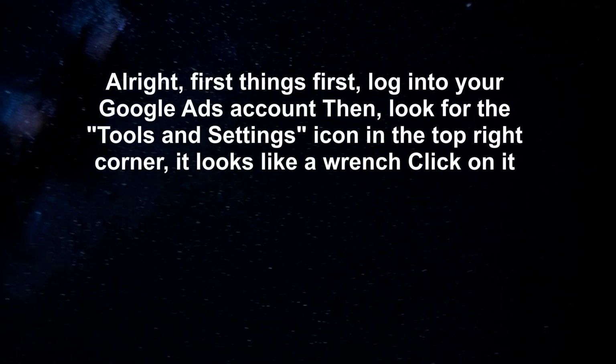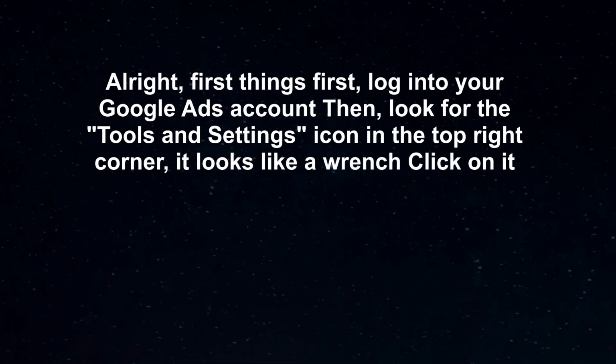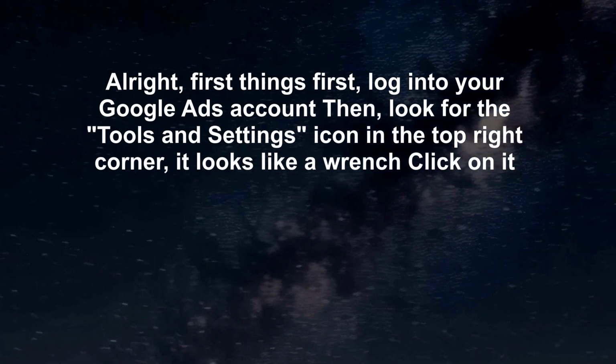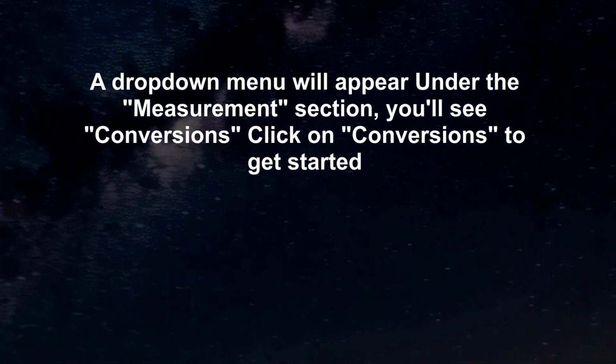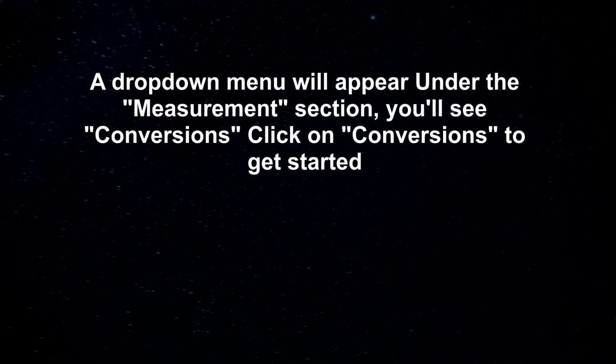Alright, first things first. Log into your Google Ads account, then look for the Tools and Settings icon in the top right corner. It looks like a wrench. Click on it. A drop-down menu will appear. Under the Measurement section, you'll see Conversions. Click on Conversions to get started.